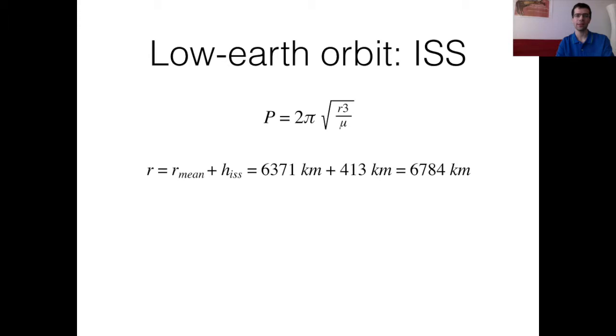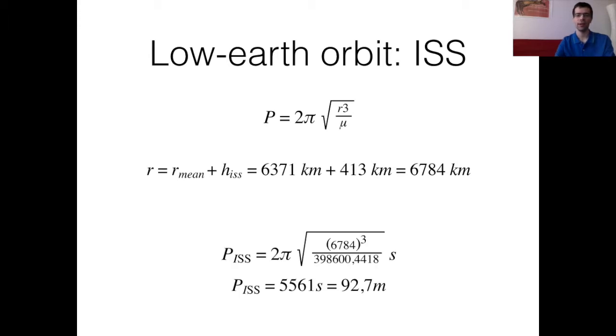The radius extends to the center of mass, so we have to take the mean radius of our Earth and add the altitude of our space station. Finally, we end up with a radius of 6,784 kilometers. Now we know all the important values and we can plug these numbers into our formula, and we end up with an orbital period of 5,561 seconds or 92.7 minutes.